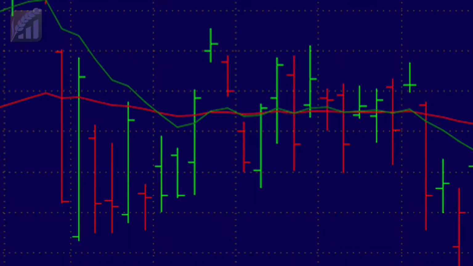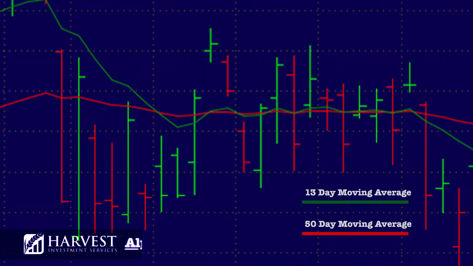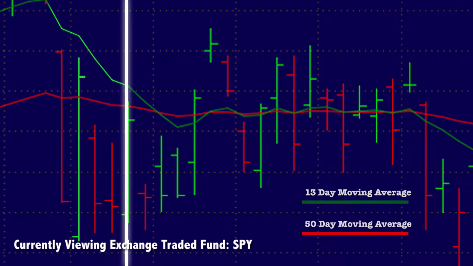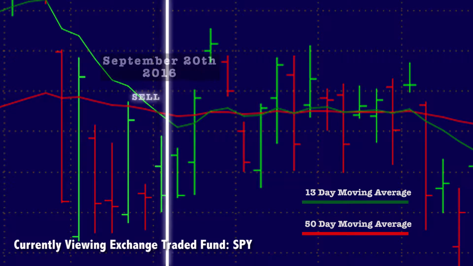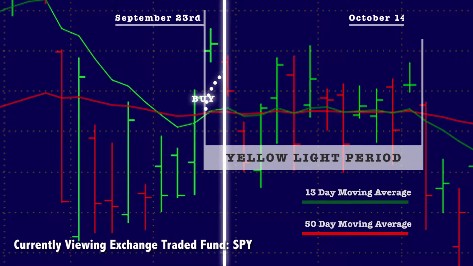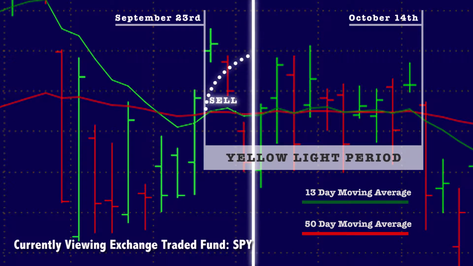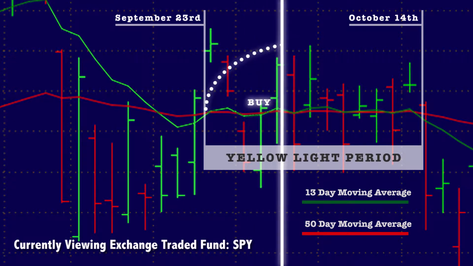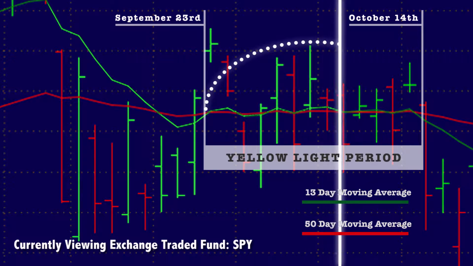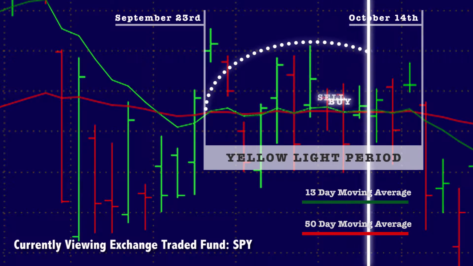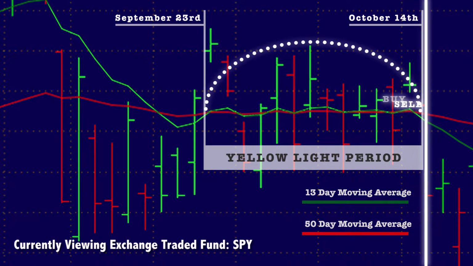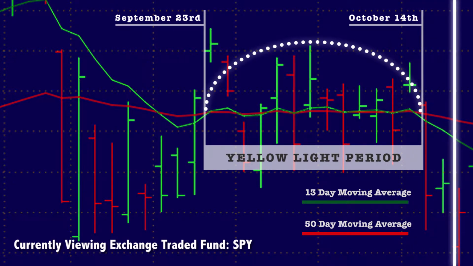As you can see here on the screen, the faster 13-day moving average, depicted in green, actually crossed through the slower red line on or about September 20th. However, as you can also see on the screen, these lines somewhat hovered over each other and crossed back and forth for several weeks. This is what we refer to as a yellow light period. In these times, we as the portfolio manager have to attempt to get through the intersection safely as you would in driving through a yellow light.